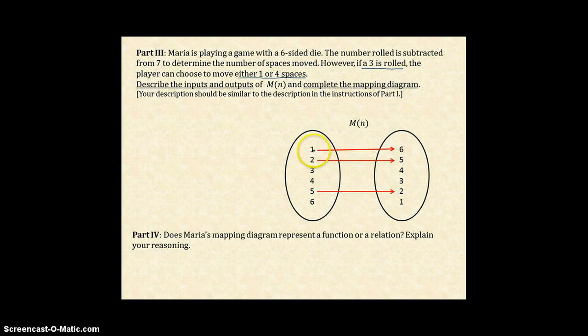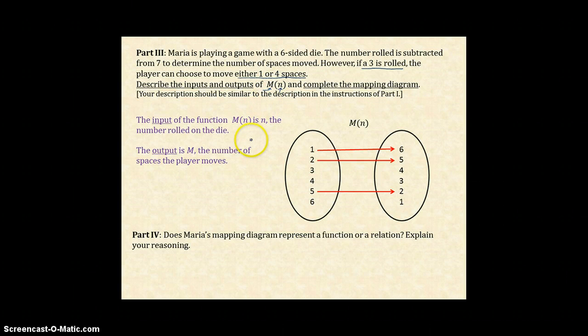So the inputs are going to be the n's. So the input of the function m of n is n, the number rolled on the die. The output is going to be m. So the output is m, the number of spaces the player moves. So now let's complete the mapping diagram. Let's see.